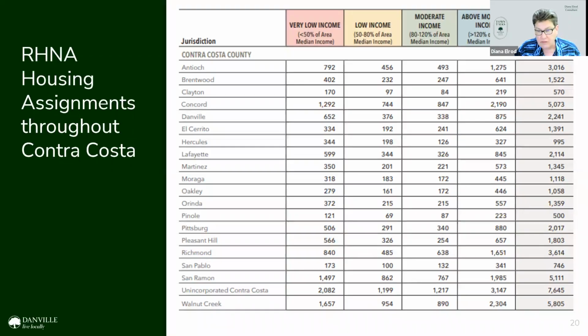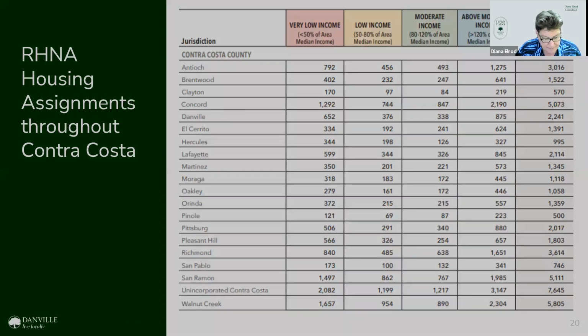We won't spend a whole lot of time on this. You can see where Danville is with 2,241 units. And this is all the other jurisdictions within Contra Costa County and what their allocations were. Unincorporated Contra Costa County got the highest number of over 7,600 units. Walnut Creek got 5,800 units. Concord got 5,000 units, and onward, downward. You can see that Clayton has 570 units, and Pinole has 500 units. So it's a broad range, and it's based on a number of factors that went into the development of this. We'll talk a little bit about that in a moment.